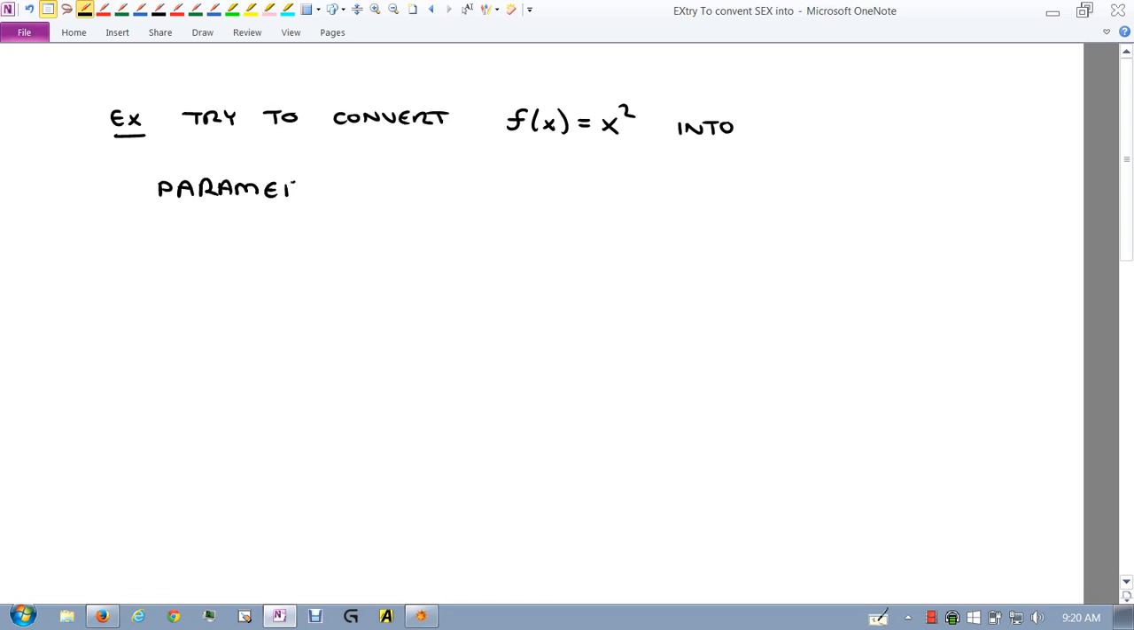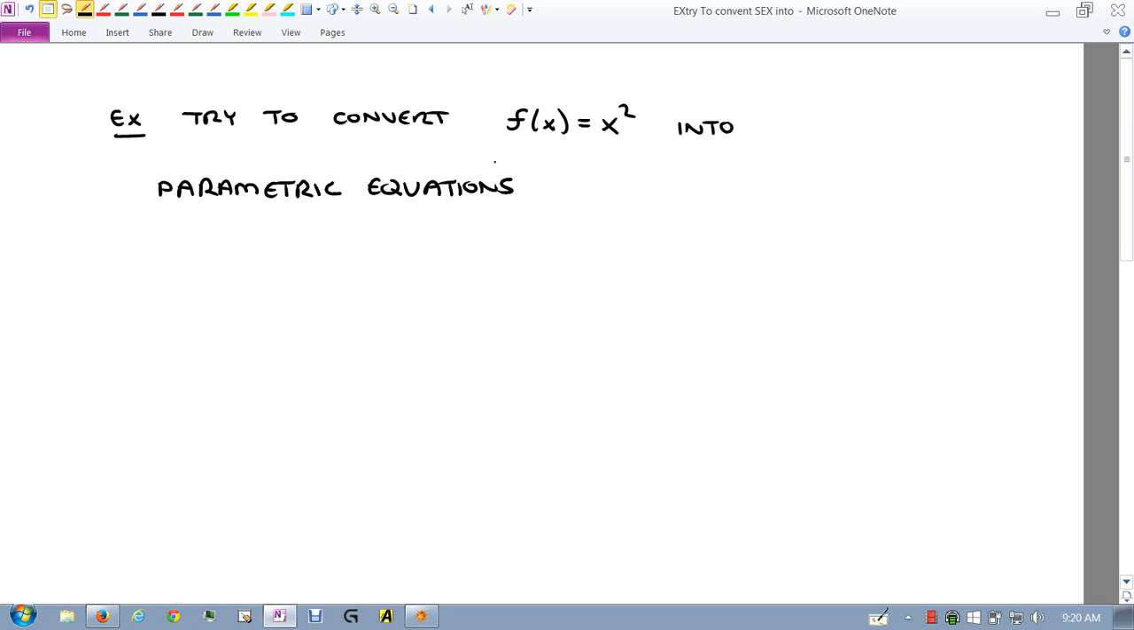Okay, so let's do another example. Let's try to convert this function into parametric equations. And I'll point out, first of all, that f of x equals x squared is a parabola, and it is a function, right? We don't have any problems with this like we did with the circle, yes?